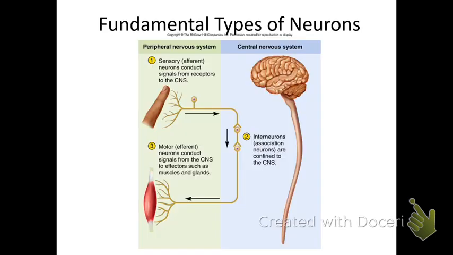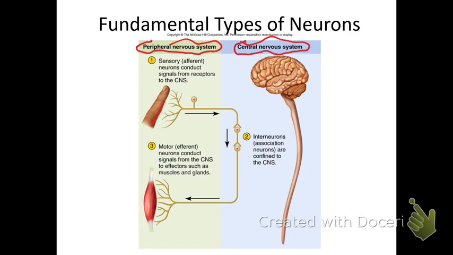So let's put these neurons together. How does this all work? Notice that on the left-hand side, this is the peripheral nervous system in green, and the central nervous system is shown in blue, brain and spinal cord. So let's say you've got your finger here in your skin. You have lots of sensory neurons, sensory receptors. They're picking up vibration, touch, pain, pressure.